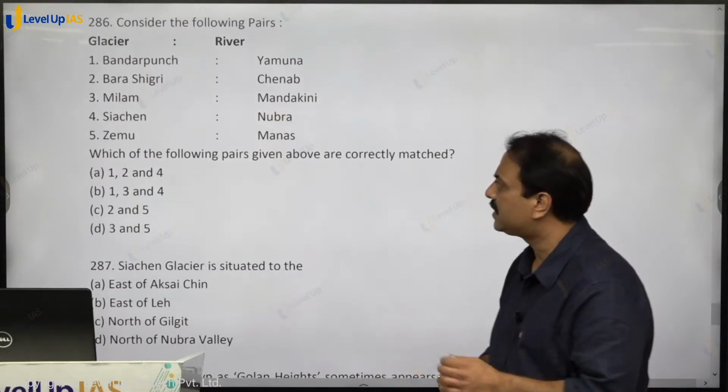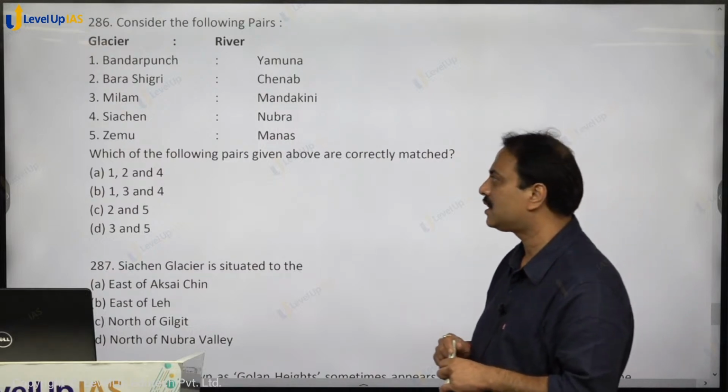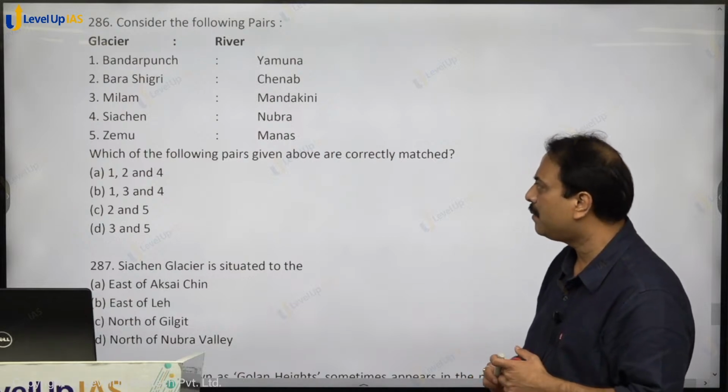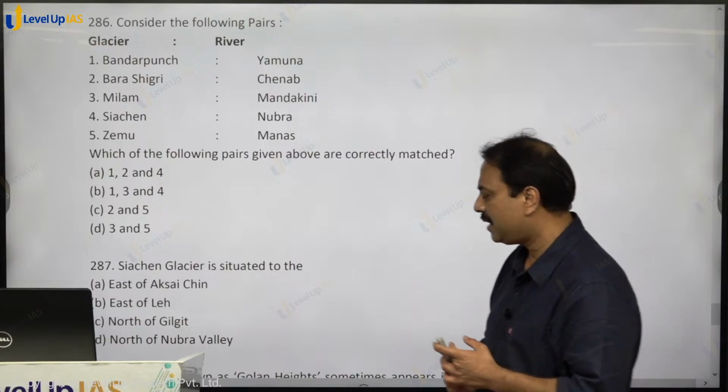Question number 286. Consider the following pairs. Glaciers are given and the rivers are given. Bandarpunch, Yamuna; Bara Shigri, Chenab; Milam, Mandakini; Siachen, Nubra; Zemu, Manas.